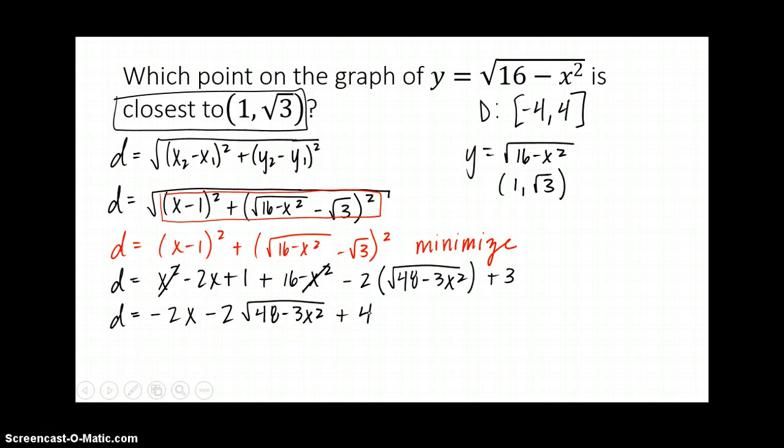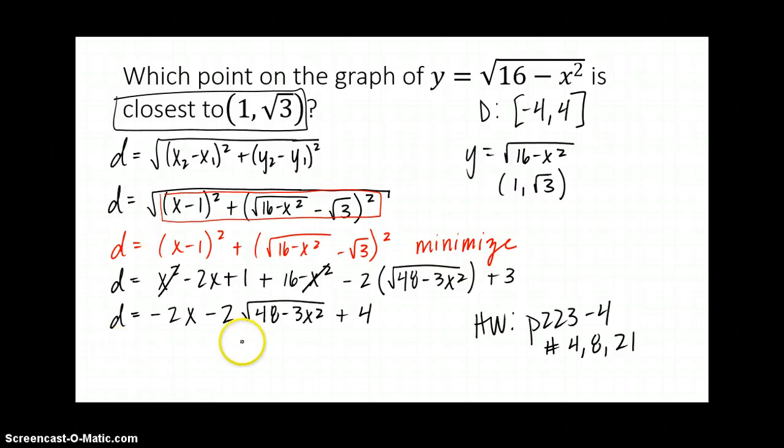Okay, in the interest of time, we'll finish this problem in class, but for homework, do what's on the sheet that I handed out to you. Pages 223 to 224, numbers 4, 8, and 21. Okay, the problems on the back of the worksheet we'll work on in class. So again, don't finish this. We'll do it in class and have these prepared.